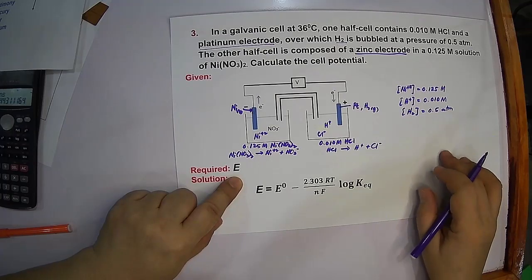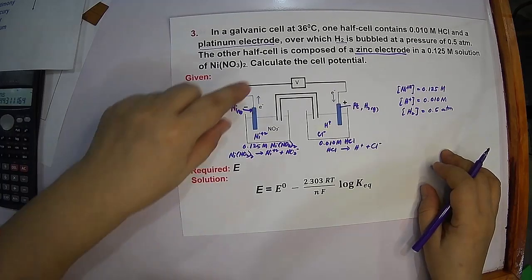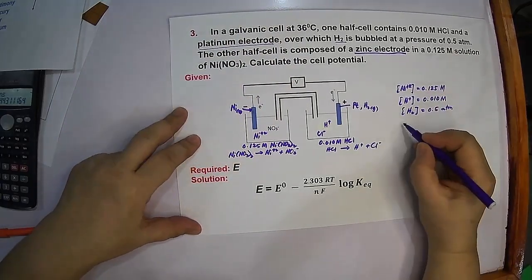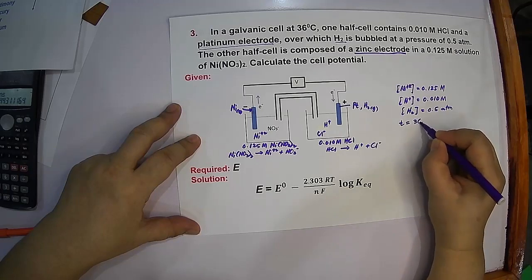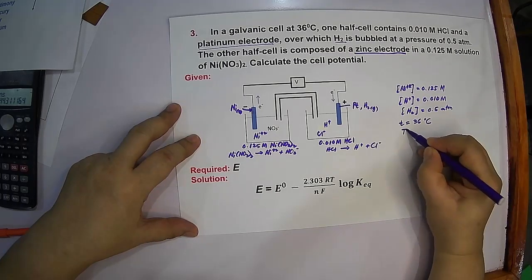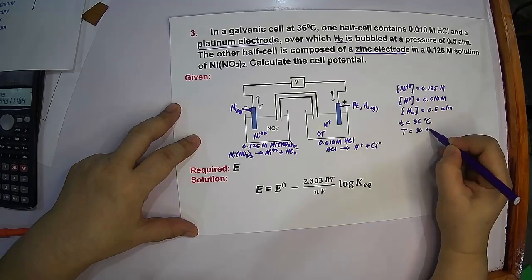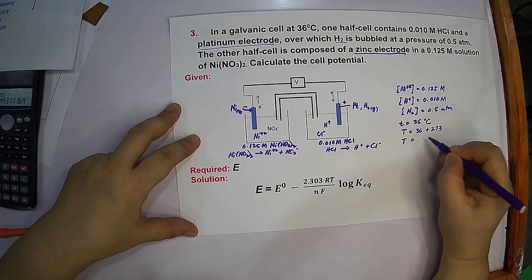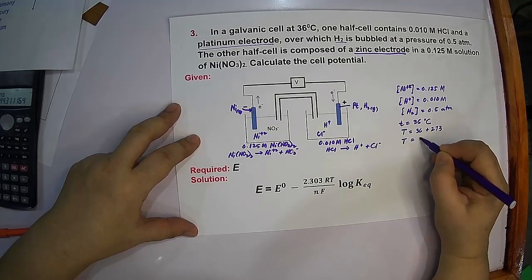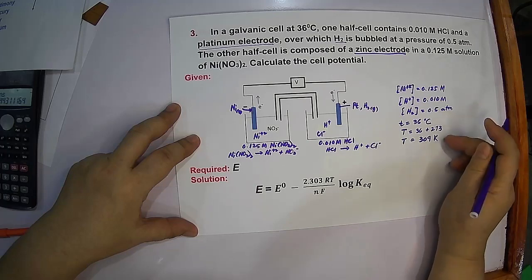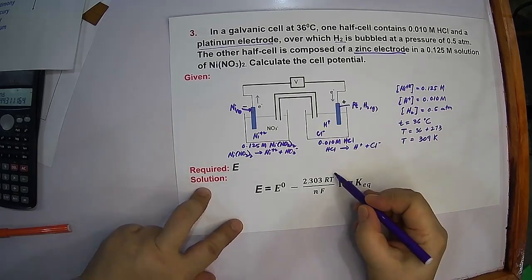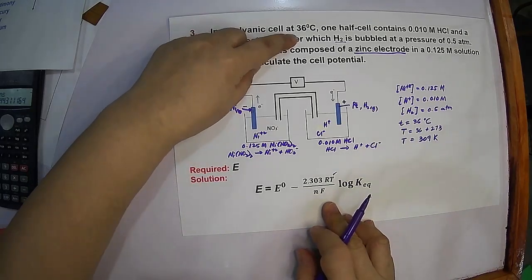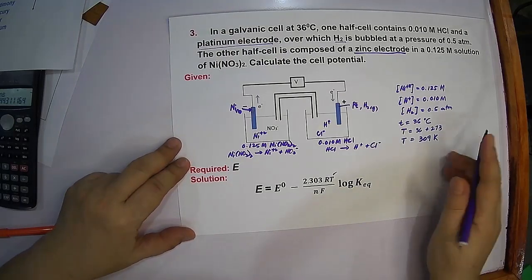Obviously, this is a non-standard condition because the temperature is other than 25 and the concentration of the ion is not 1 molar. So you are given the temperature at 36 degrees Celsius. So for Kelvin, that is 36 plus 273. That gives you a temperature of 309 Kelvin. Okay. So we can choose the condensed equation for the Nernst because the condition is not at room temperature. It is 36 degrees Celsius.